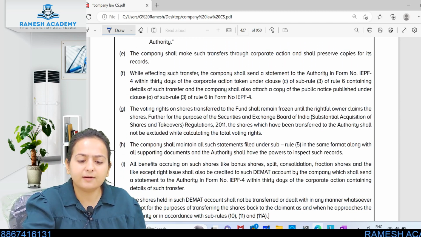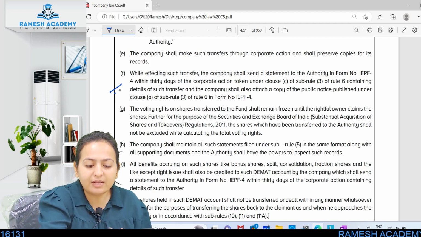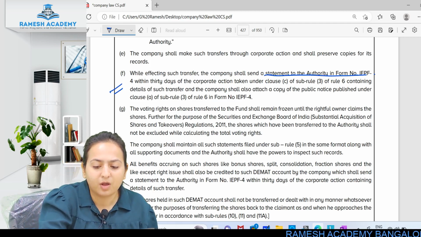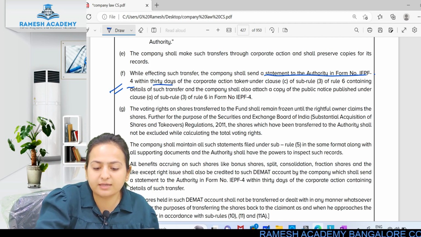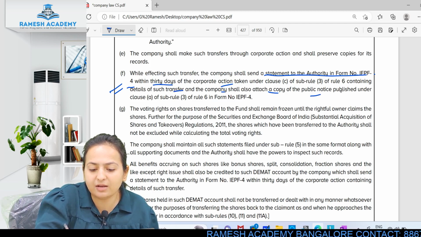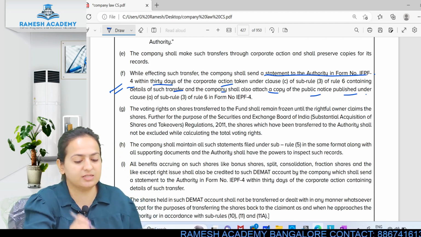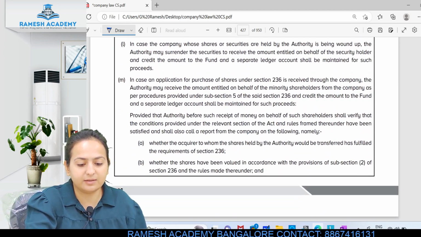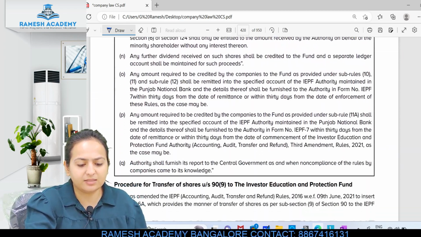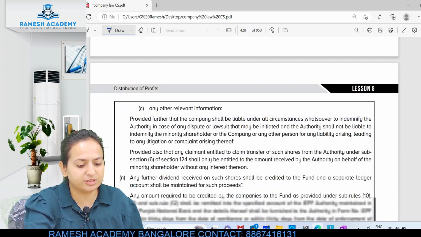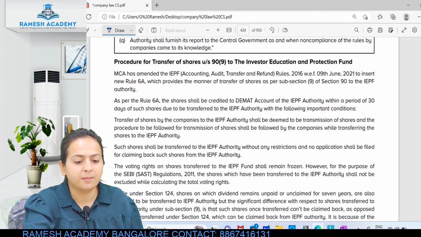Then comes here. While effecting the transfer, the company shall send a statement in IEPF 4 within 30 days of corporate action containing the details of the transfer. Company shall also attach the public notice which is given in IEPF 4. So IEPF 4 then comes into picture. After this, this is just for the information that comes into picture.